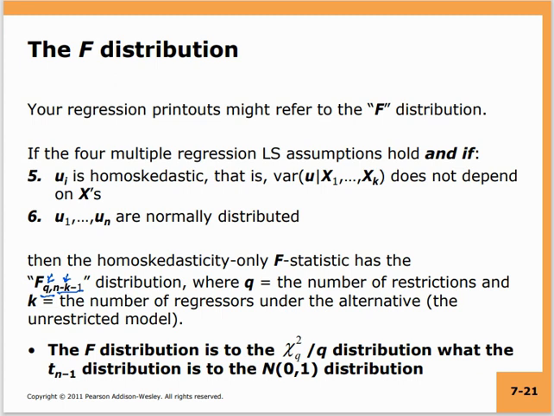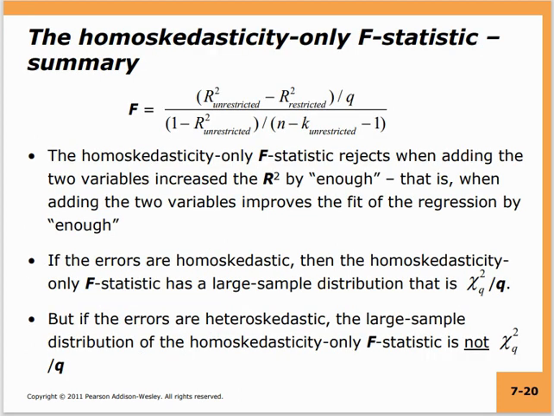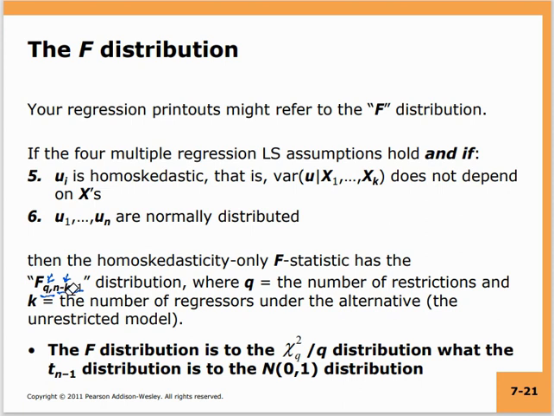If you remember our formula for the F statistic, the degrees of freedom in the numerator is q and the degrees of freedom in the denominator is n minus k minus 1. For different values of q and different values of n minus k minus 1, you have a different F distribution. So you have to look at the particular F distribution associated with that particular q and that particular n minus k minus 1.